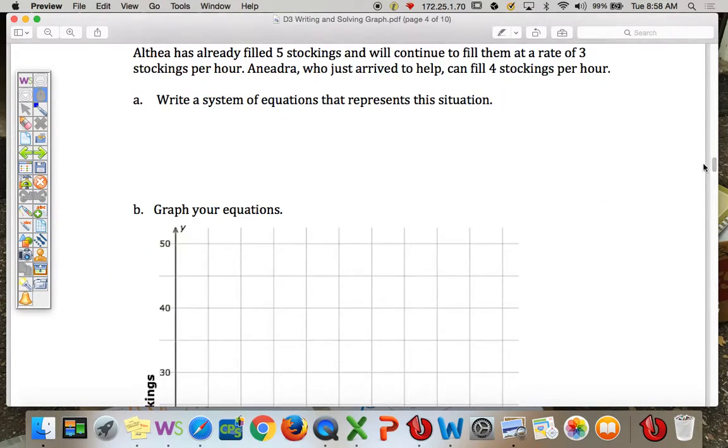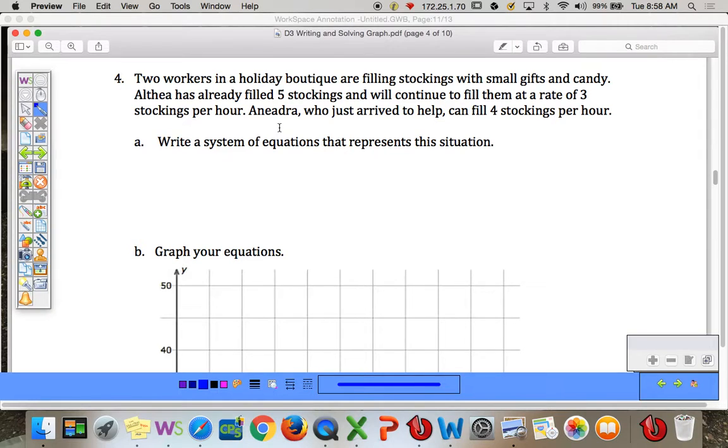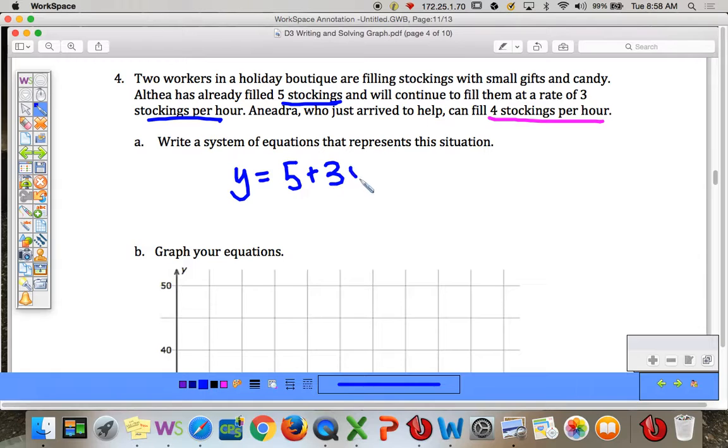Two workers in a holiday boutique are filling stockings with small gifts and candy. Thea has already filled 5 stockings and will continue to fill them at a rate of 3 stockings per hour. And Anidra, who just arrived to help, can fill 4 stockings per hour. Write the system. Okay, so here's Thea: 5 stockings plus 3 per hour. And Anidra can do stockings at 4 per hour.